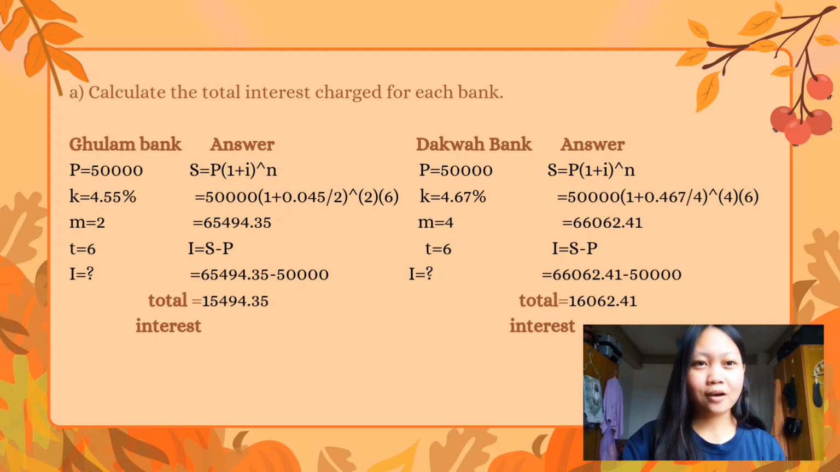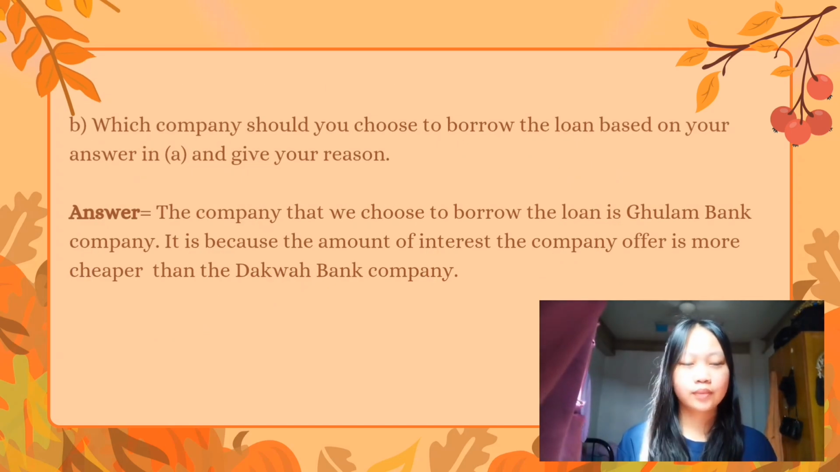We use the formula for finding the total interest. So we have 2 numbers, which are 66,062 ringgit and 41 cents. We minus it with 50,000, and the answer is 16,062 ringgit and 41 cents. Now let's move to question B.